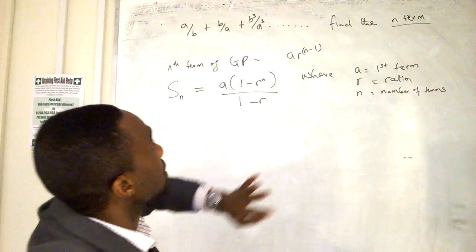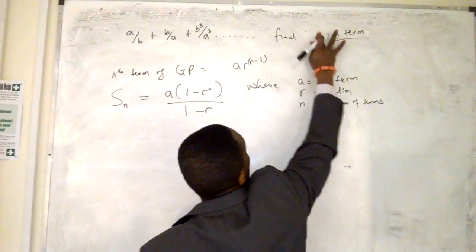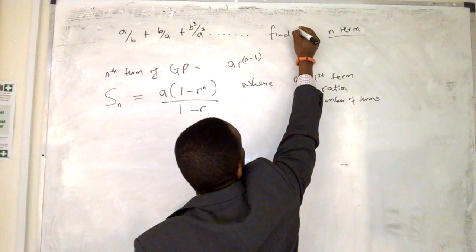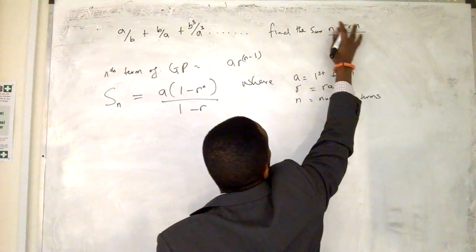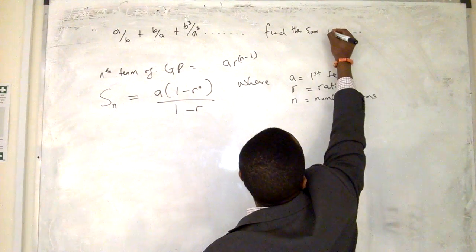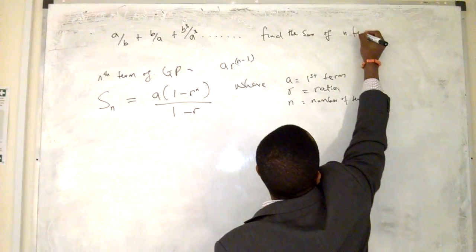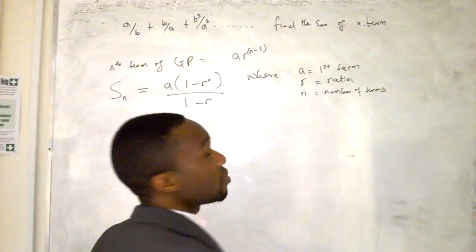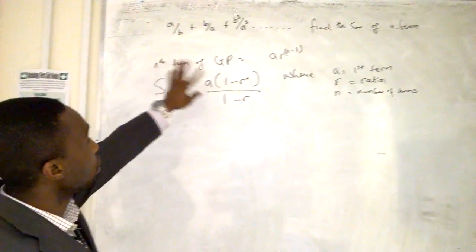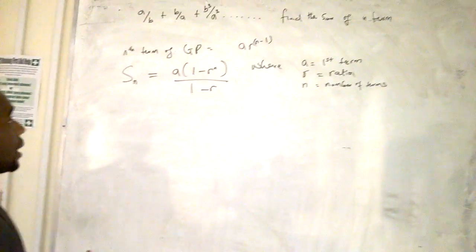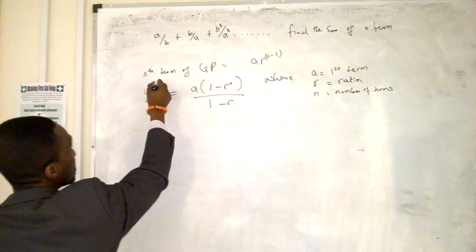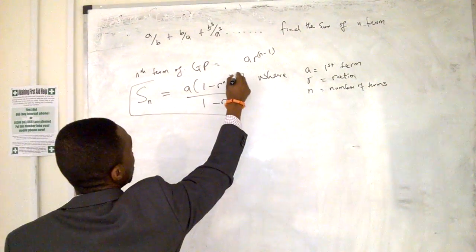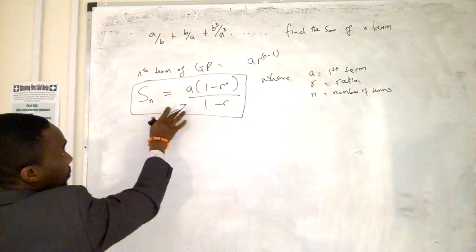The sum of the question is the sum of n terms, because to find the n term is quite simple. Well, the sum of the n terms. This is all we need. In particular, this is the formula we need to find the sum.